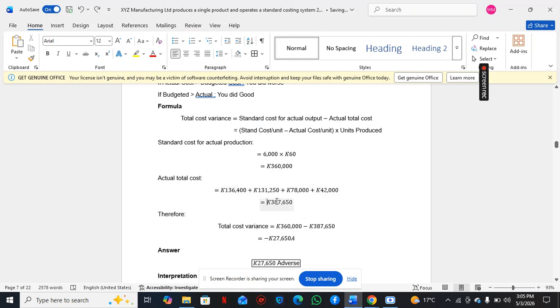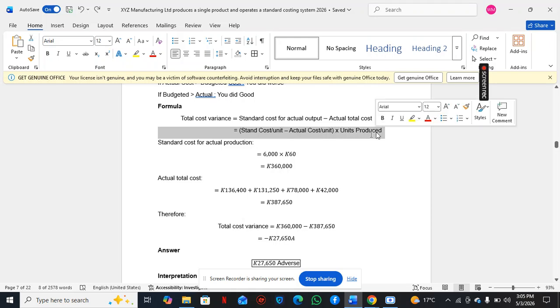We would have, if we wanted, calculated our actual cost per unit, where you just divide the total cost by the number you produce. Then you would have subtracted it from the 60 kwacha, which is our standard cost per unit, and multiplied it by the units produced. So this is the other formula which you might see in other books, and some questions might give you the actual cost per unit, so you can also use this one.